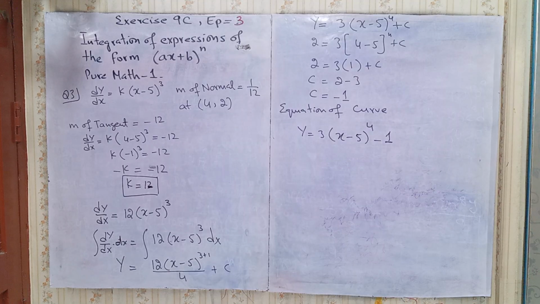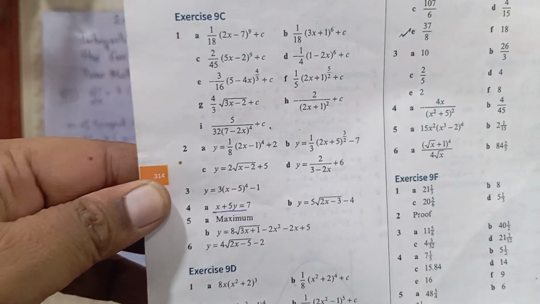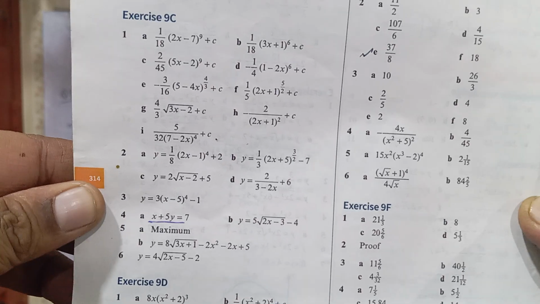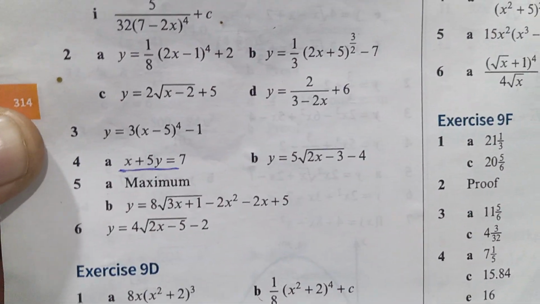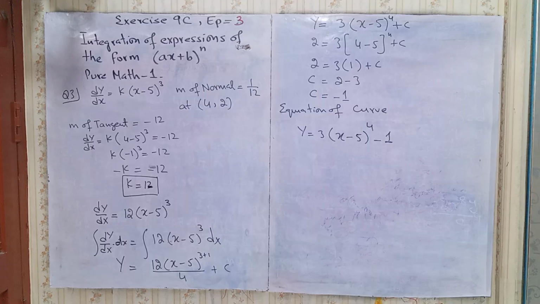So this is how you will do question number 3. Let me show you the answers. We are working on exercise 9C, question number 3 we have attempted, and its answer and our answer are the same. I hope you understand this. This is exercise 9C from the course book of Pure Maths 1. My name is Ferhan Mazher, and this is our third episode on this exercise. I hope that this question is clear to you.